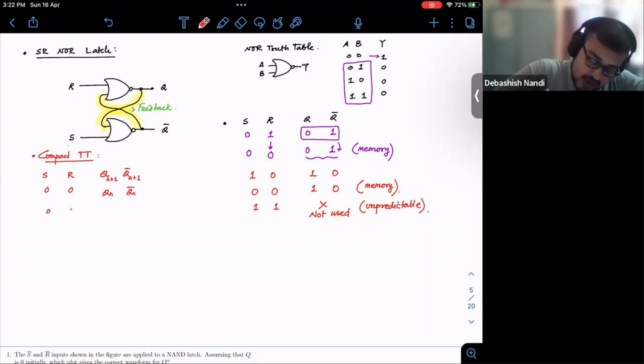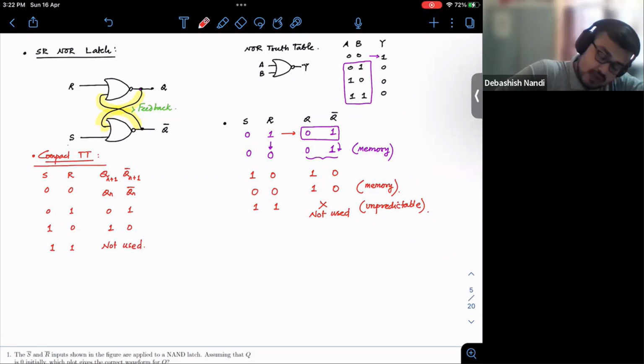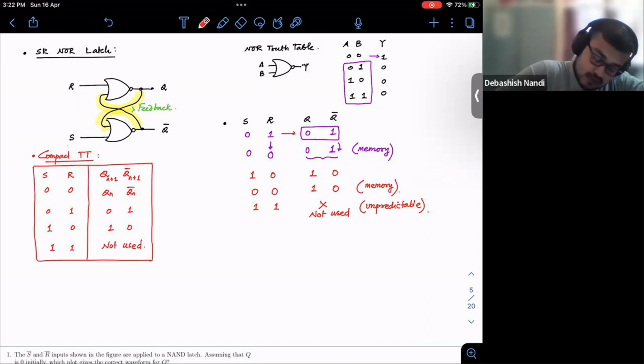Now, if you have 0, 1, obviously your output will be 0, 1. See, this is 0, 1. So this is 0, 1. And again, 1, 0 will lead to 1, 0. And 1, 1 is not used. Okay. So this is a compact truth table of your SR NOR latch. Fine. This can be made with NAND gates also.